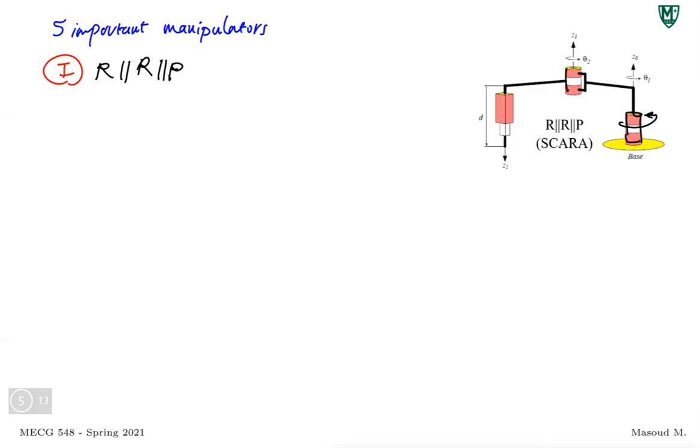Connected to another revolute joint and connected to a prismatic joint. Now, if you look at the axes there, this is one axis for this first joint, an axis for the second joint, and an axis for this third joint. All of them are in parallel, right? The second one is parallel with respect to the first one, and the third one is parallel with respect to the second one. So that's how we represent it. R parallel to P.